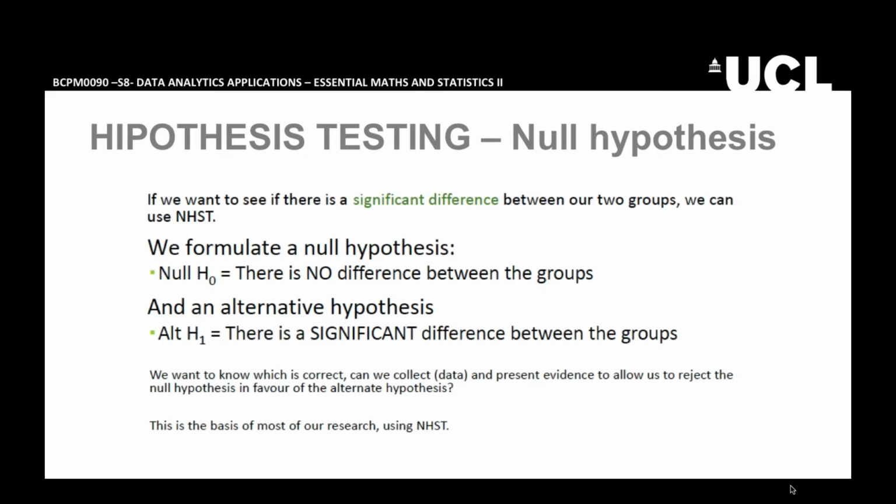If we want to check if there is a significant difference between these two groups, we will use the null hypothesis significance testing. So we consider a null hypothesis. This null hypothesis is that there is no difference between these two groups. And the alternative hypothesis, H1, is that there is a significant difference between the groups. To know which one of these two hypotheses is correct, we need to collect the data and present the evidence to reject or accept the null hypothesis.